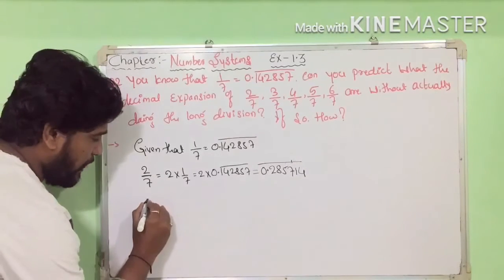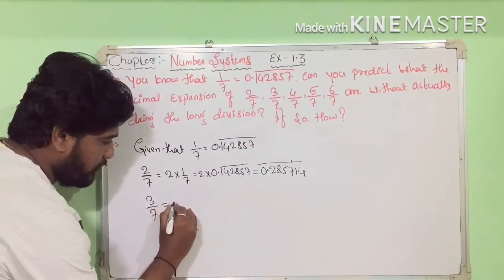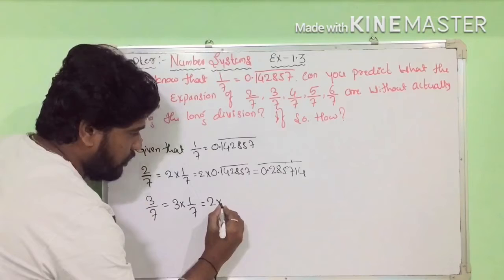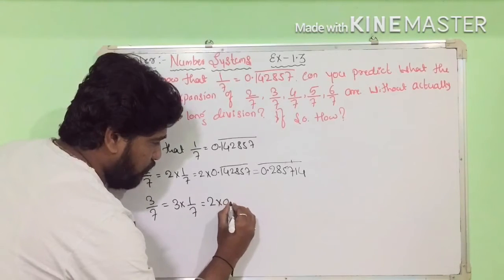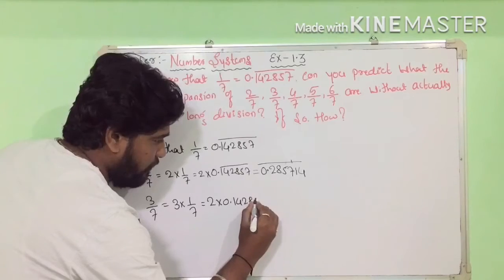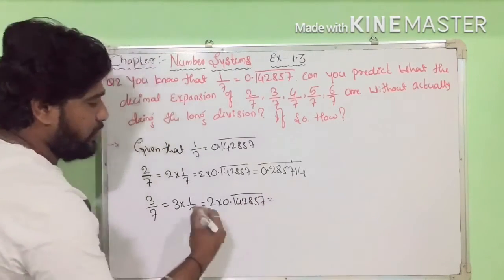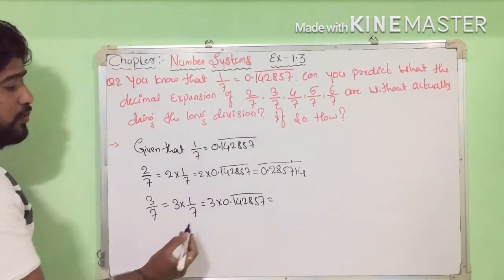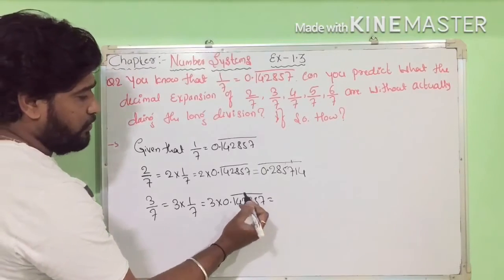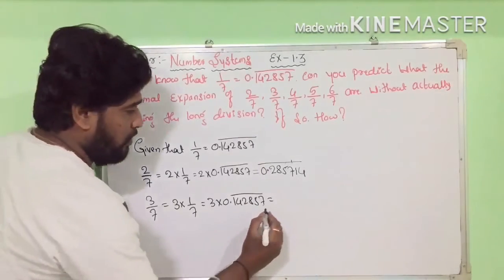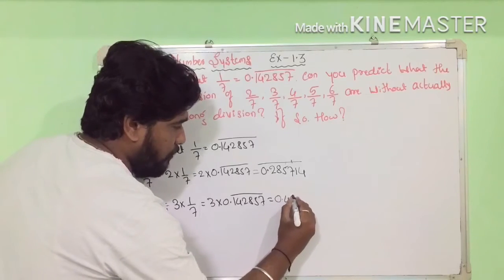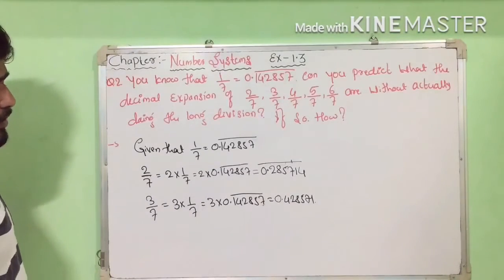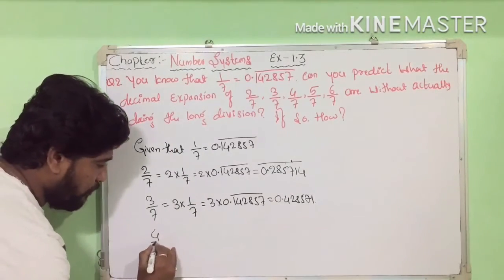Next one they given here, 3 by 7. So 3 by 7 we can also write as 3 into 1 by 7. So 1 by 7 value they given 0.142857. So make this multiplication, 3 into 0.142857. So make this multiplication, we will get here 0.428571. Is it clear?